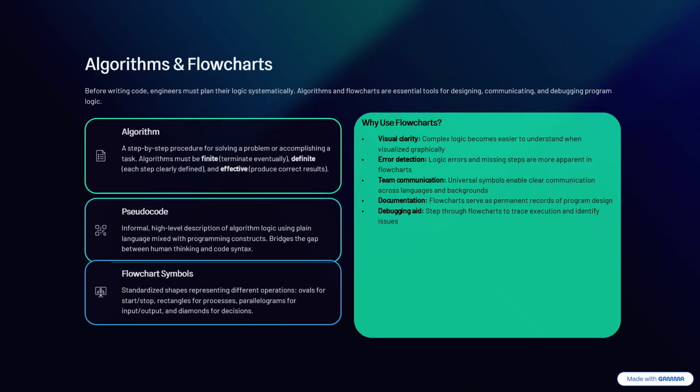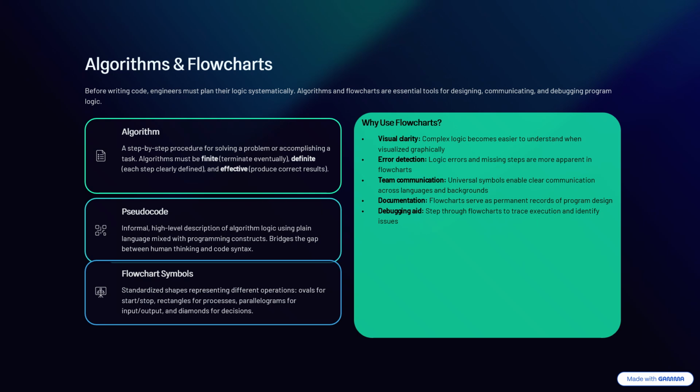So in this slide we will talk about the algorithms and flowcharts. Basically, before writing any code, engineers must plan their logic systematically. Algorithms and flowcharts are the essential tools used for designing, communicating, and debugging program logic.